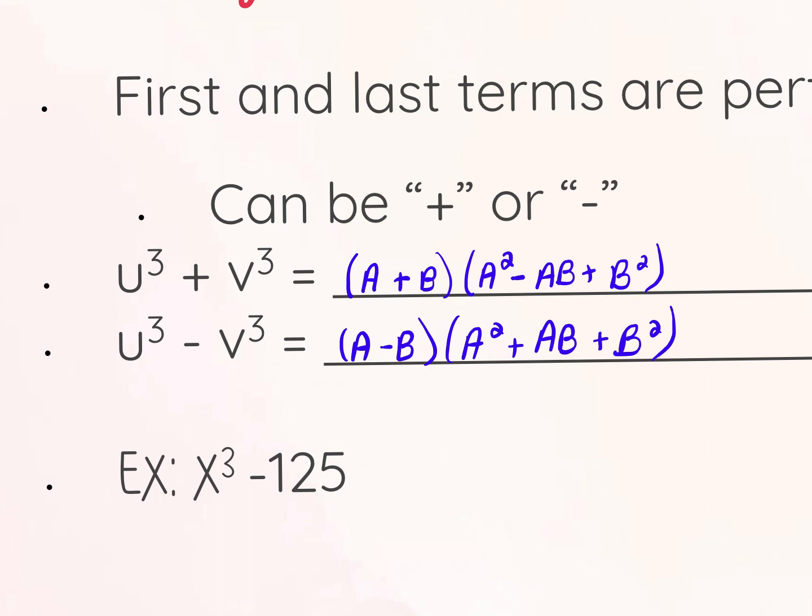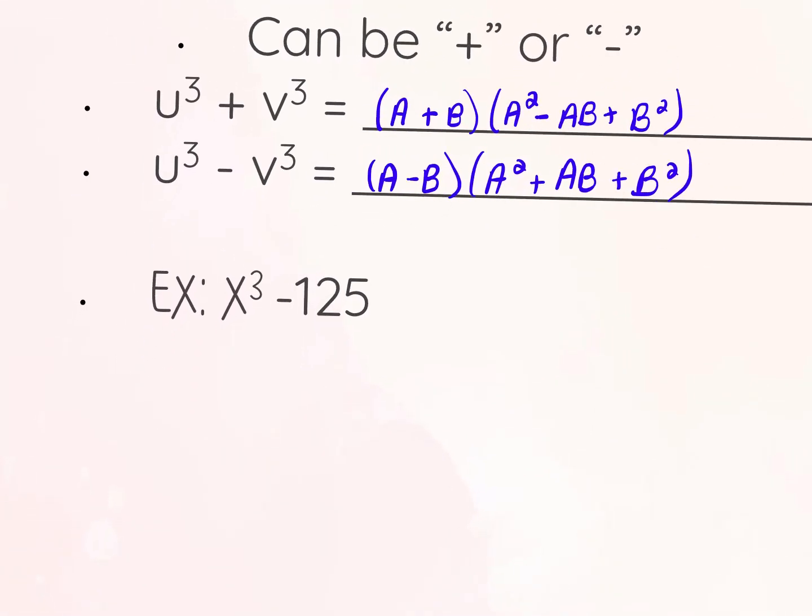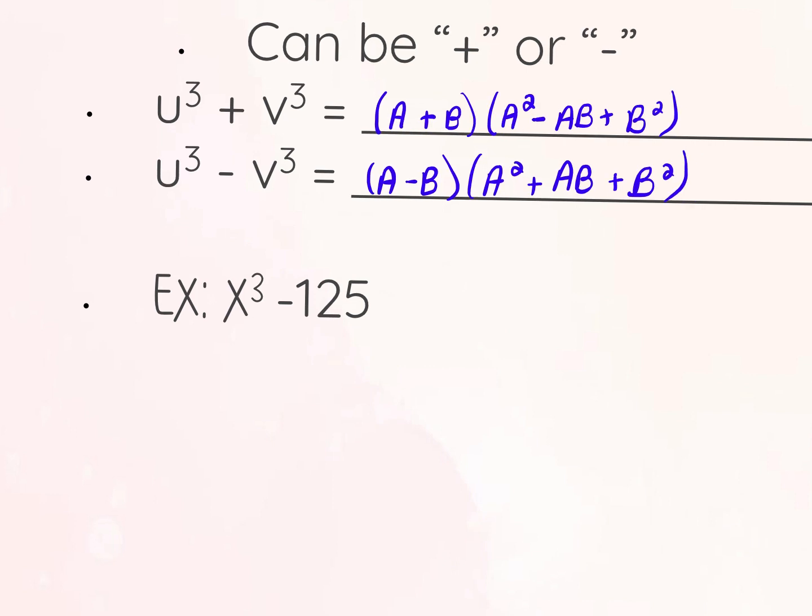Now some of you are like, how come the signs switch like that? I'll show you why. But it's in this first example, x cubed and 125. Are those perfect cubes? Yes. Okay, so you can do this a couple of ways. I'm going to say x cubed is my first term. What's my second term? Okay, negative 125.